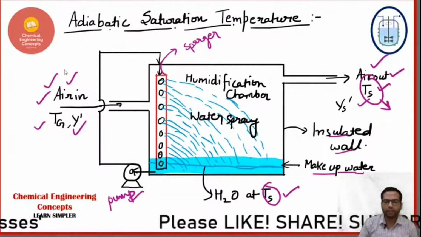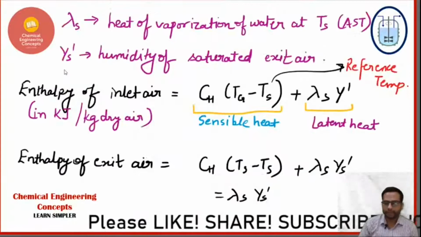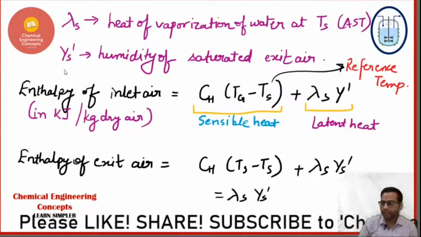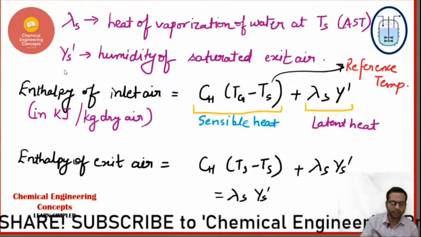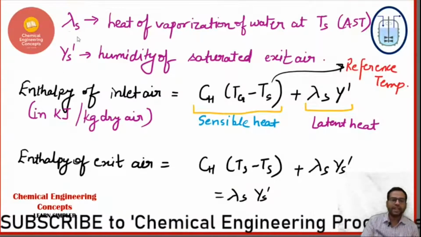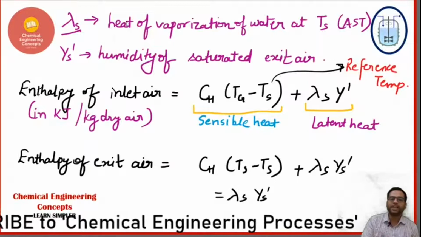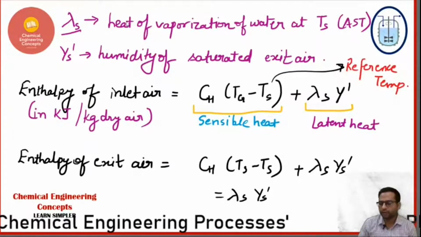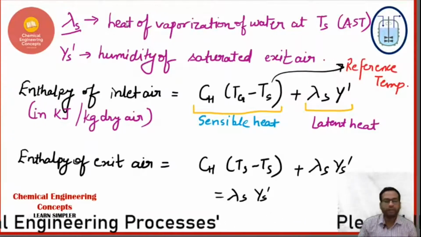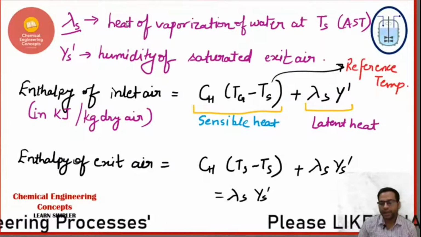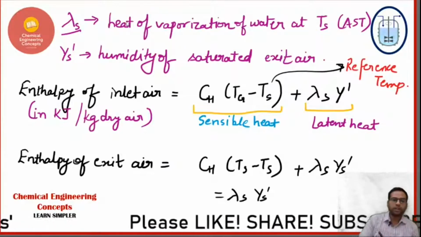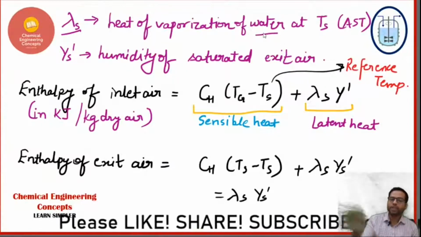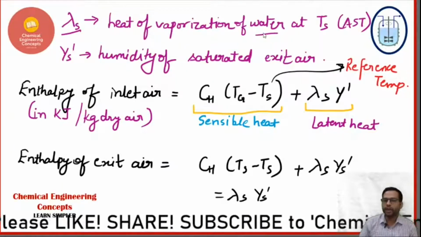Let's move further to our next slide, which is the mathematical representation, right? So we have some mathematical representation as well. This lambda S simply is the heat of vaporization of water. So as I already told you, we will be having the heat transfer and simultaneously the mass transfer, right? For the water, we need some heat which will come from the air, right?